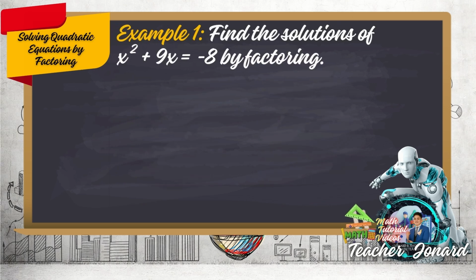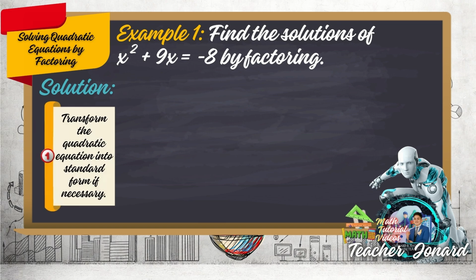Example 1. Find the solutions of x squared plus 9x equals -8 by factoring. Step 1. Write the equation in standard form. First, you need to move all terms to one side of the equation so that it equals 0. The original equation is x squared plus 9x equals -8. To make the right side 0, add 8 to both sides applying addition property of equality. We have x squared plus 9x plus 8 equals 0. Now the equation is in standard quadratic form.